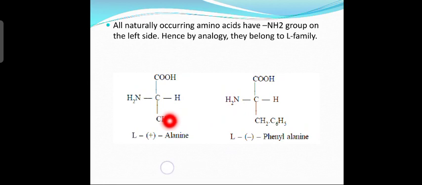So this is L-alanine. Plus indicates dextrorotatory. Now phenylalanine: one of the hydrogen atoms of the CH3 group is replaced by what? The phenyl group, C6H5. So one hydrogen atom is less: CH2 and then C6H5. This is phenylalanine. Phenylalanine also belongs to the L family because why?